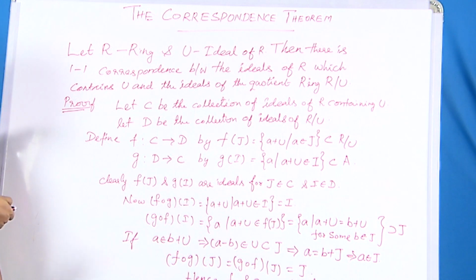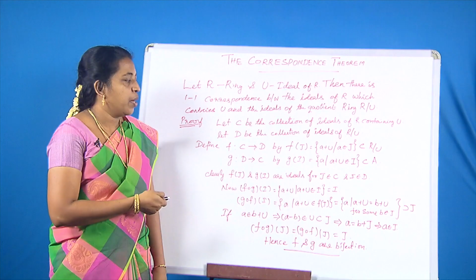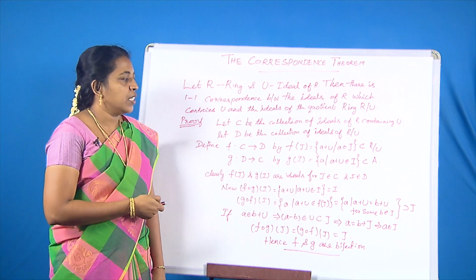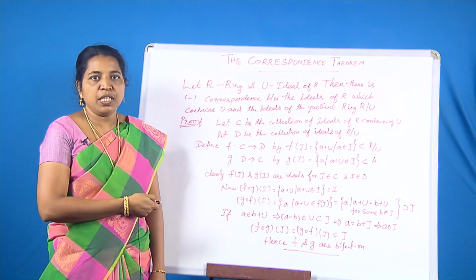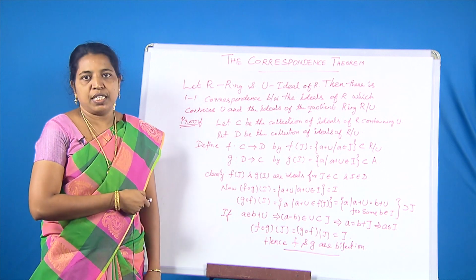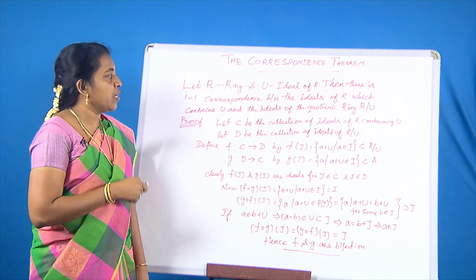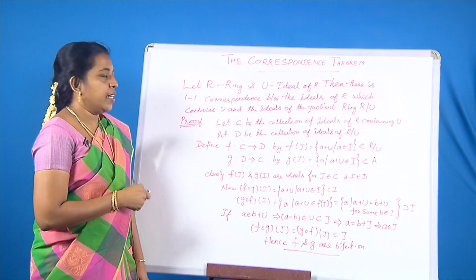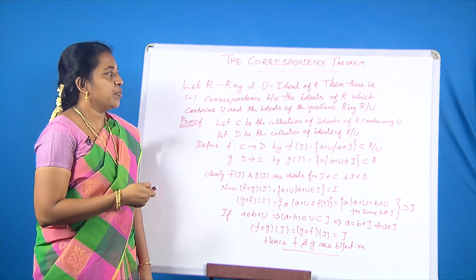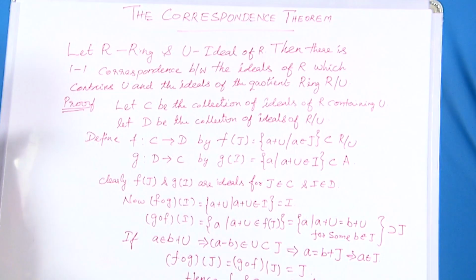And we define another function g from D to C by g of I equals the set of all a such that a plus U belongs to I, which is a subset of R. We have to show that there is a one-to-one correspondence between the ideals of R which contain U and the ideals of the quotient ring R by U. We can easily show that f of J and g of I are ideals for J belonging to C and I belonging to D. Now we take f composition g of I.